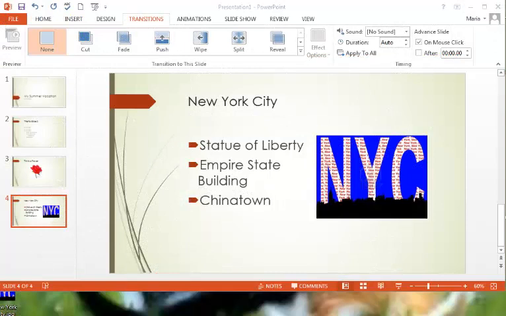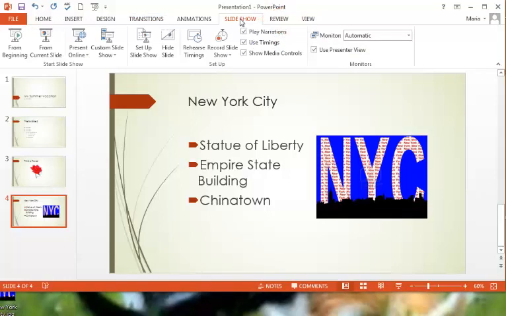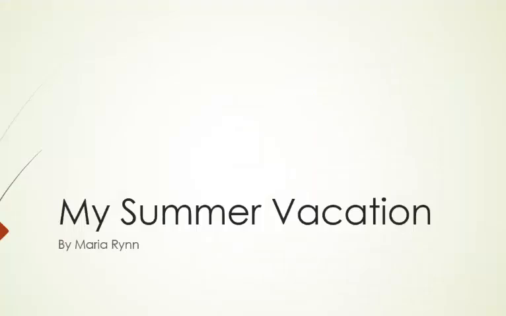Now that we have created a presentation with 4 slides, let's take a look at how it will look to our audience when we run the show. To run a slideshow, you click the Slideshow tab and then choose From the Beginning, which is the very first button. I'll click that button, and you can now see that the first slide is shown to the audience.